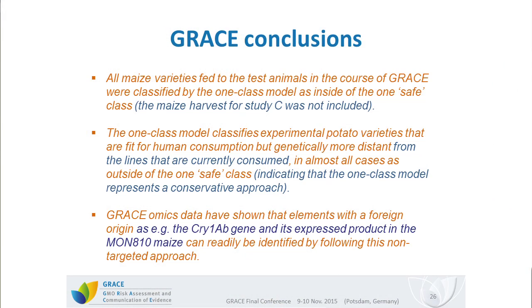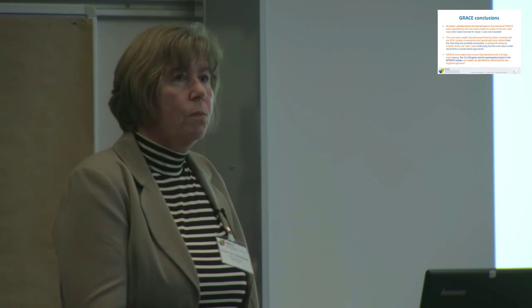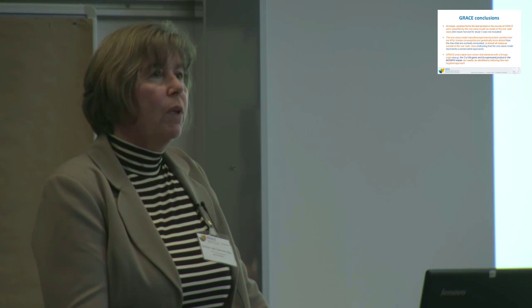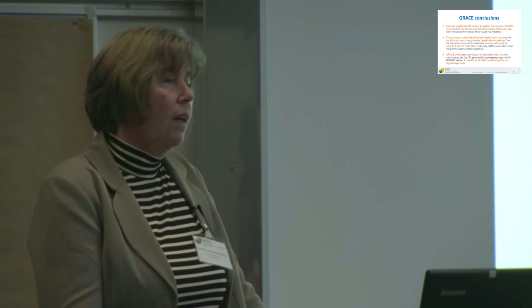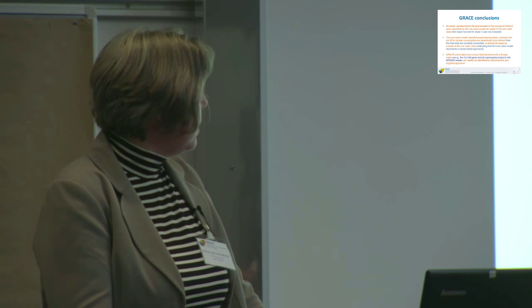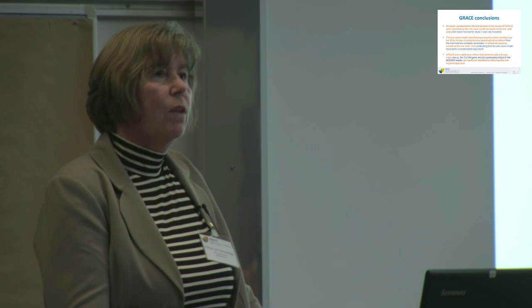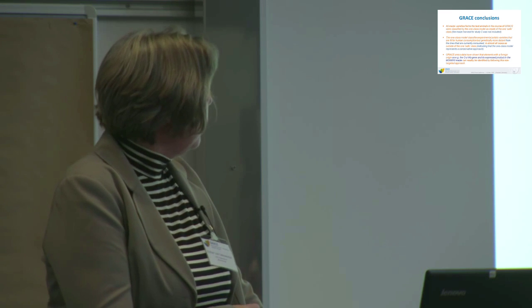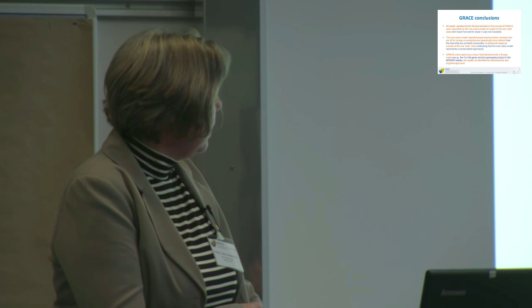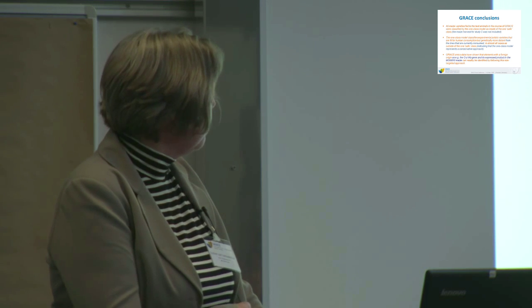Then all the maize varieties, whether GM or not GM, that have been fed to the test animals and that have been tested in the GRACE project were all classified as inside of the one class model. And indeed, the maize harvest for study C was not included. Also, I should indicate that in one case, we could not make a good enough model because the number of conventional varieties included in the system was insufficient. So there we would have to extend the number of varieties and redo it again. But where we had a good model, they were all indeed classified as within the one safe model.